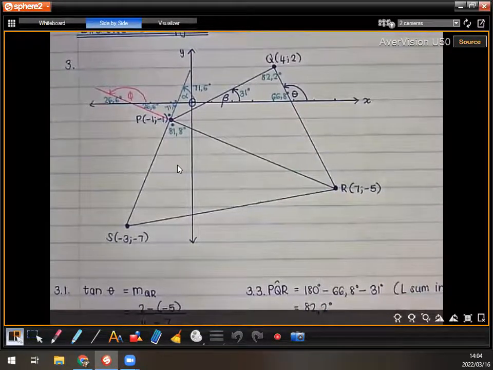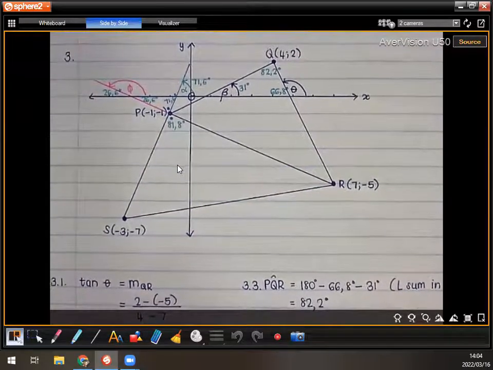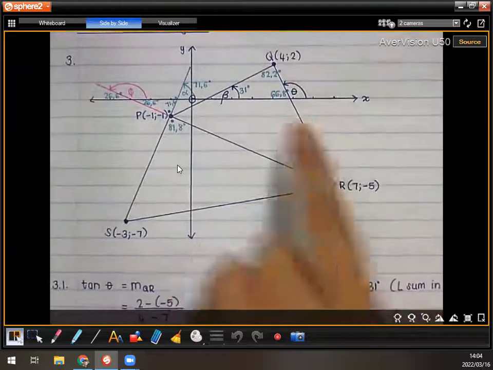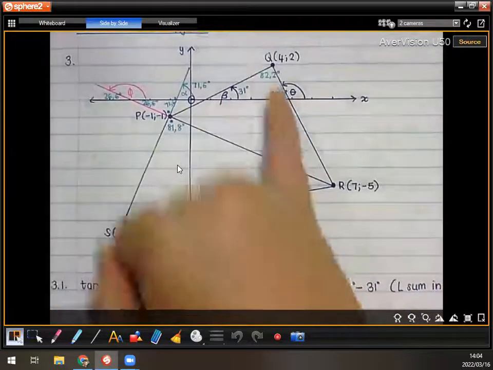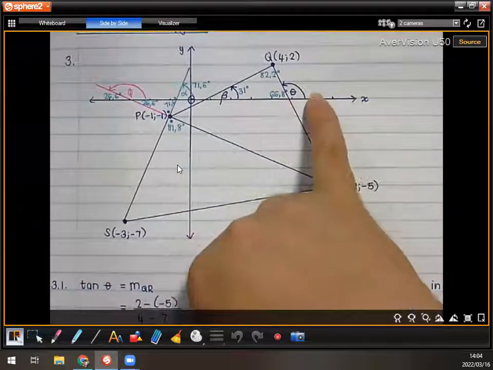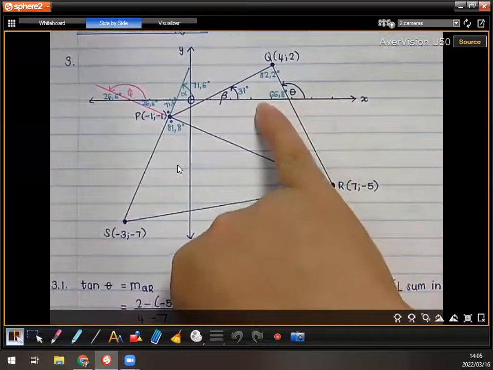Did they ask for the angle of inclination or did they ask for the reference, the acute angle? The acute angle. Okay, sorry, that's why I stopped at that. So they didn't actually ask for the angle of inclination. They asked for the acute angle between QR and the x-axis. Like we said here, this theta would be the angle of inclination, but the acute angle is the reference angle.